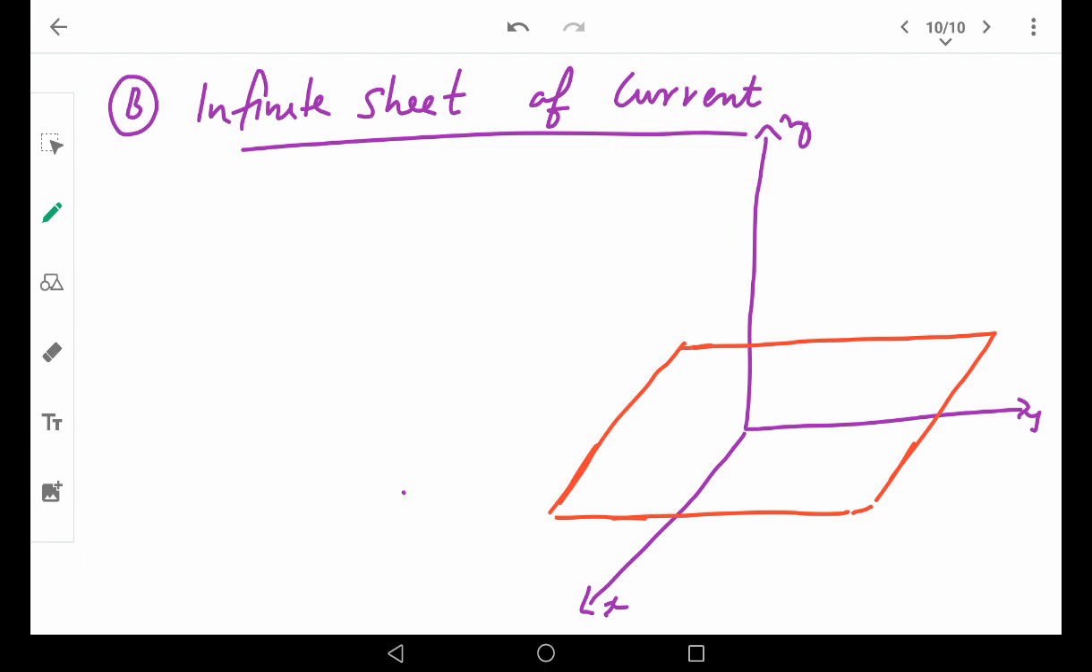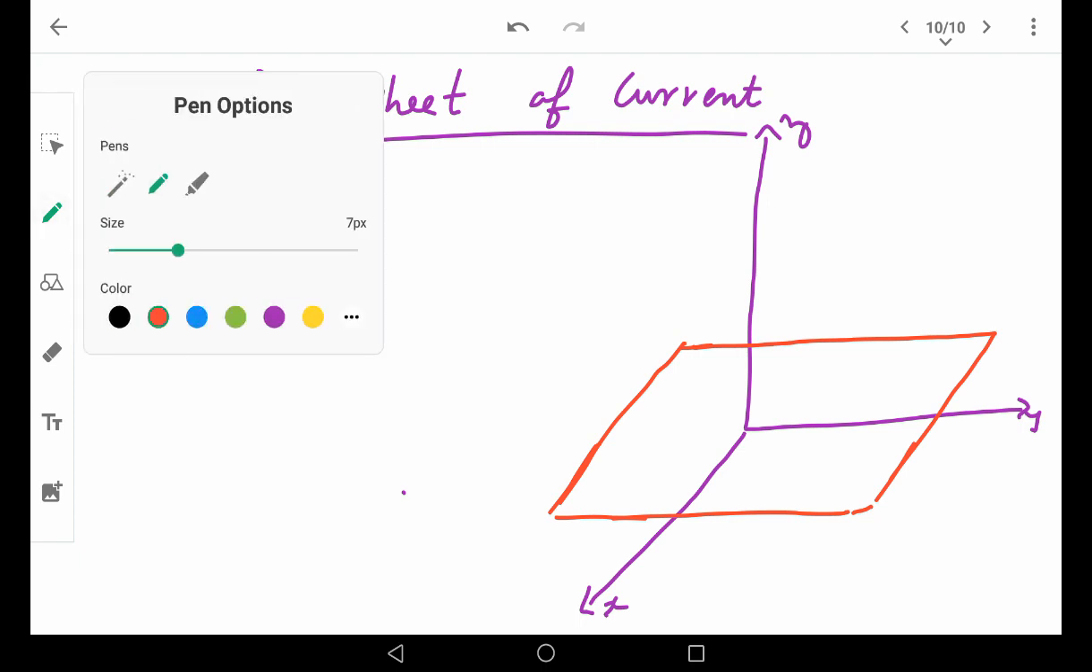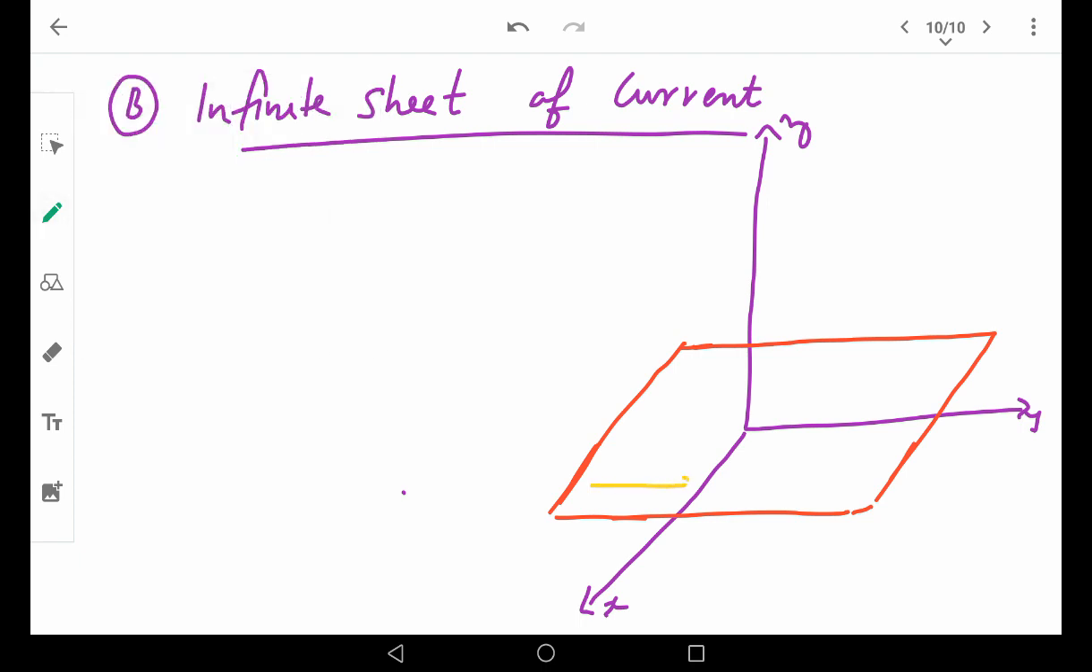And on that sheet of current you have a surface current flowing like this, right? And that surface current has a current density K, right? So you can write the surface current density K as Ky in the y direction.